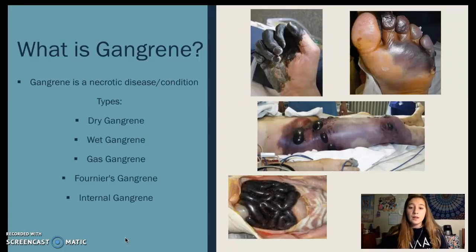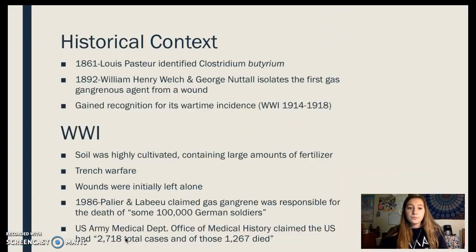Gas gangrene is going to be this middle picture and is what I'm going to be focusing on today. So it's characterized by these lesions or blisters filled with gas or fluids. Fournier's gangrene is going to be mainly in the genital area, and I was going to include pictures, but they're really gross and I didn't think any of y'all wanted to see them, so just use your imagination. Internal gangrene is when blood is constricted from organs, causing necrosis, and that's what's going on in that bottom picture.